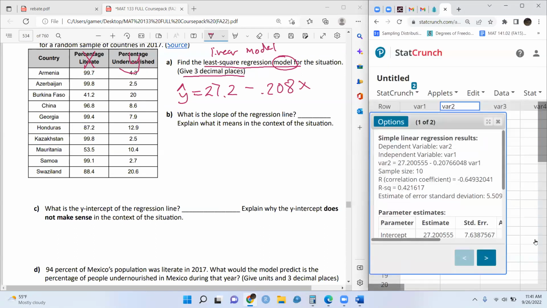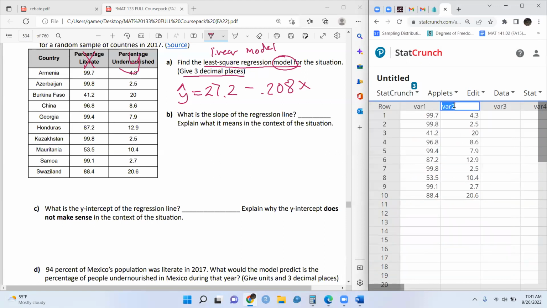Look what it says now. It says var2 and var1, right? So the reason I did that is because whatever you type here is what's going to be listed in there. Now, I don't know if StatCrunch will allow us to type y hat. You should always know that when you find a least squares regression model, the y we write as y hat because it's a predictor value. That's how we keep it separate from an actual data value.